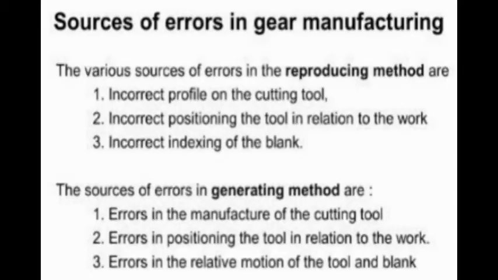So the sources of errors in the reproducing method are, first, an incorrect profile on the cutting tool. That means we have selected a cutting tool which has an incorrect profile, so that incorrect profile will be reproduced on the blank, and hence we get an error in the gear. Second, incorrect positioning of the tool in relation to the work, that means the profile angle, proper orientation, and proper depth are not given during the machining operation. Third, incorrect indexing of the blank. Improper indexing arrangement also leads to error in the gear.